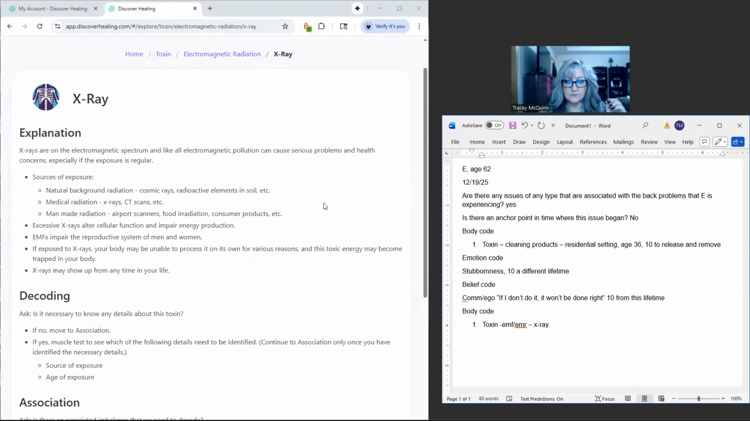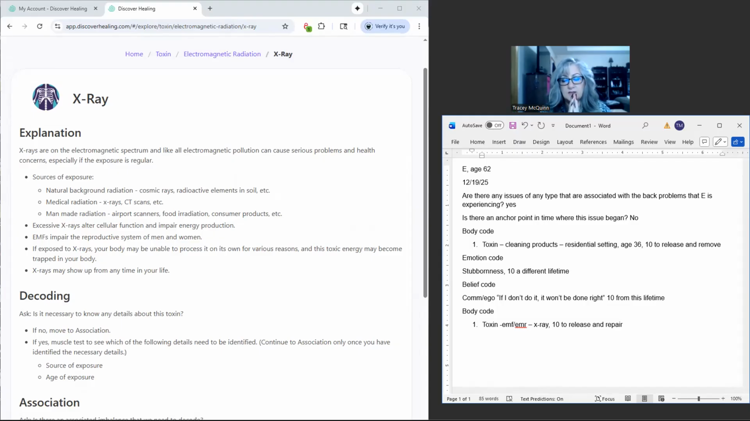So it can come from different sources. It doesn't have to be an X-ray per se, and in this case, it's not an X-ray per se. Do we need more information here? We do not. Okay, so I'm going to say, is it 3? Is it 10? It's 10 to release that energy and have the body repair that damage, whatever it is, if there is. Okay, is there associated imbalance beneath that? So we'll go ahead and take care of this.